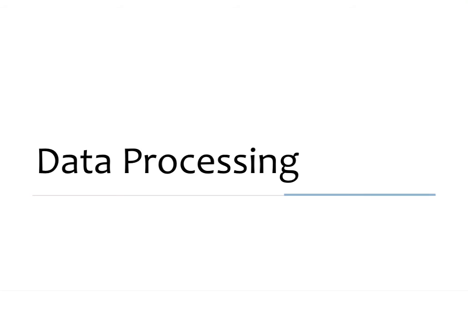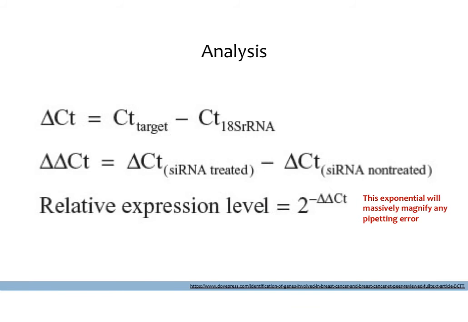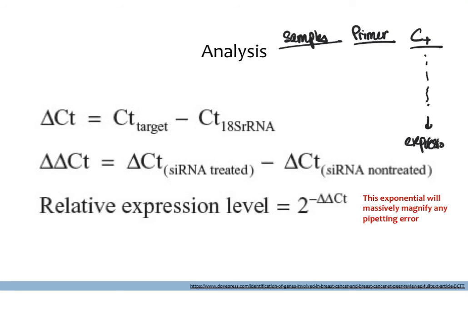So to wrap things up, let's talk quickly about how to process this data, sort of how you'd present it, interpret it, what you would do with it. So the first thing to understand is how to analyze qPCR. Basically, when you run a qPCR experiment, what it will spit out is a bunch of samples, the primer that you used, and a bunch of CT values. And you have to turn these CT values into expression values. So let's talk about how exactly to do that.